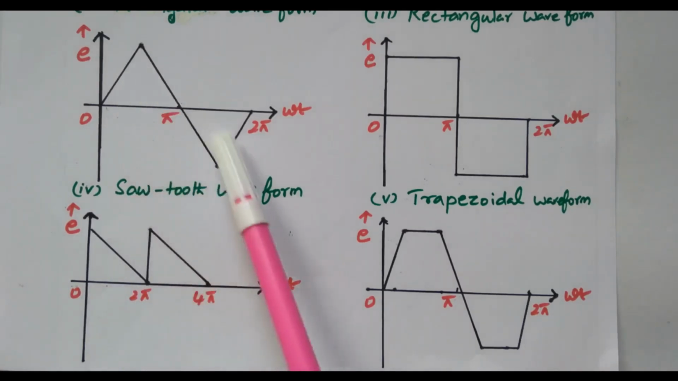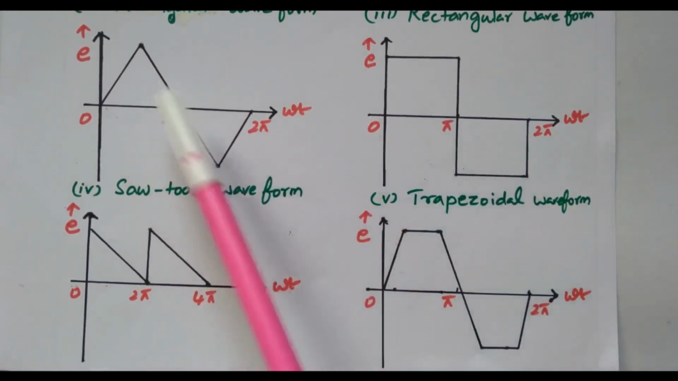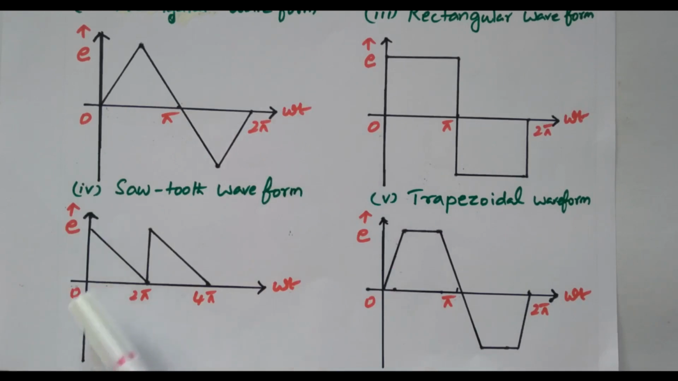Alternate means the positive and negative will change continuously. Positive cycle, negative cycle, positive cycle, like that. But here we always have positive voltage. So only this waveform is a non-alternating quantity.